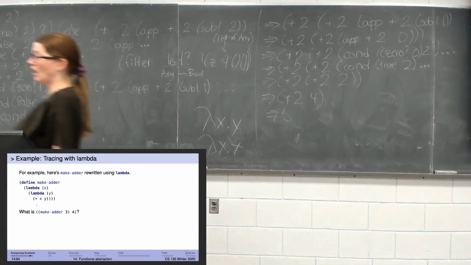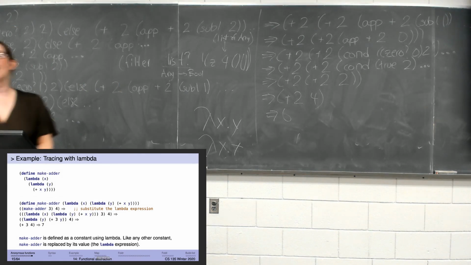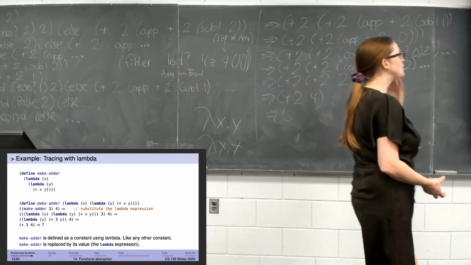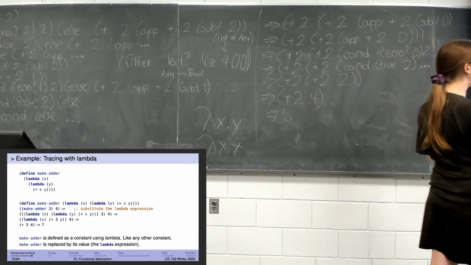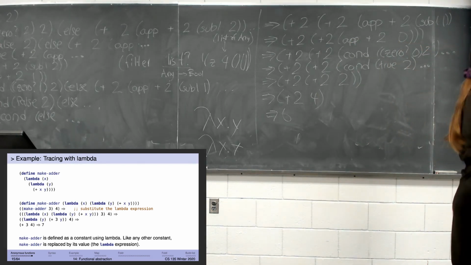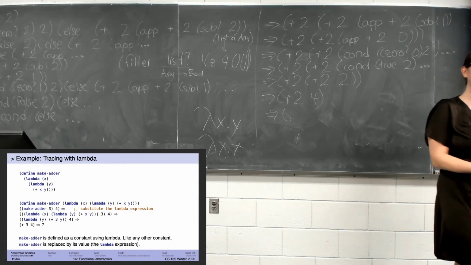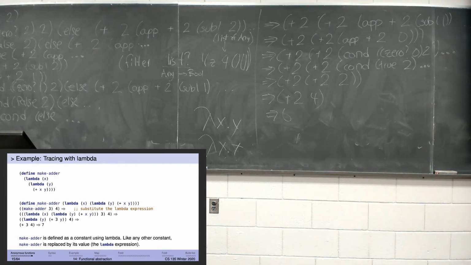All right. Well, how would we normally trace through this? Make adder is a constant. It is bound to a function. So the first thing that I'm going to need to do, of course, is substitute the value of the constant for its name. So I replace make adder with lambda x, lambda y, plus x y. That's the first thing that you're going to do.